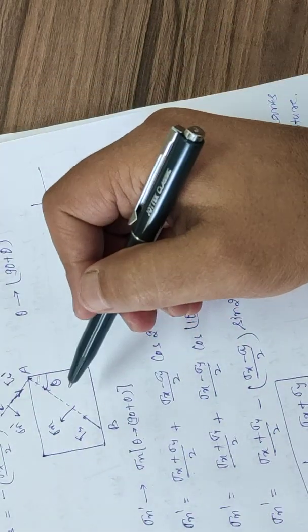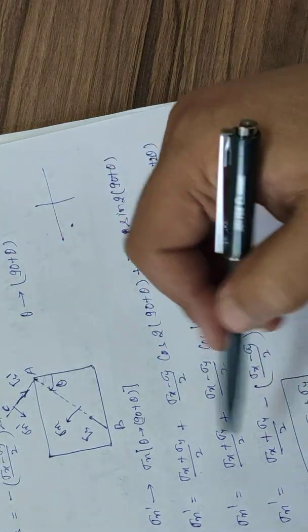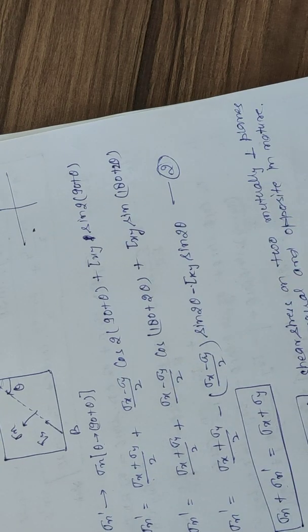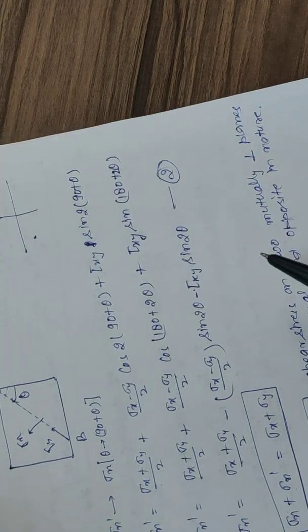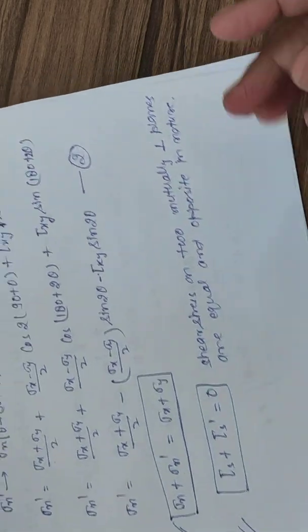So we have calculated that if we have a normal stress on a particular plane and the normal stress on the mutually perpendicular plane, then the addition of these two will be equal to sigma x plus sigma y, and the addition of shear stresses on two mutually perpendicular planes is 0.